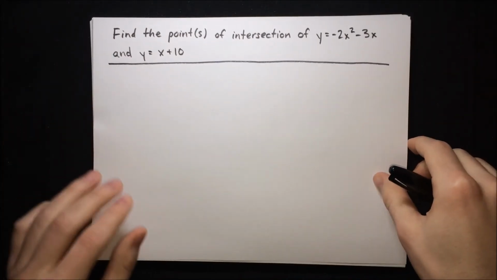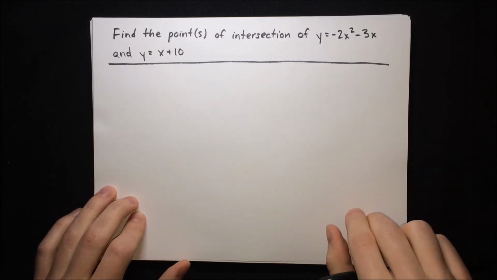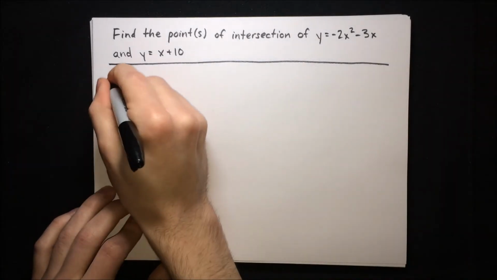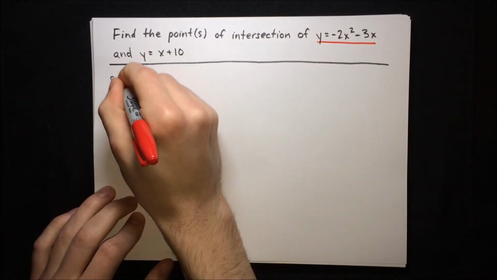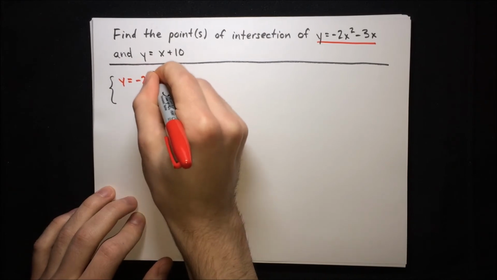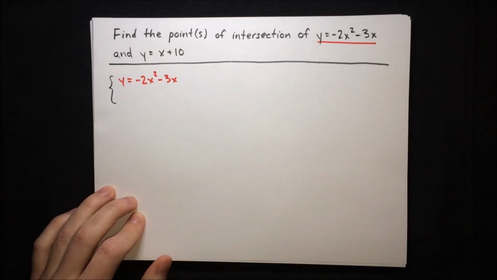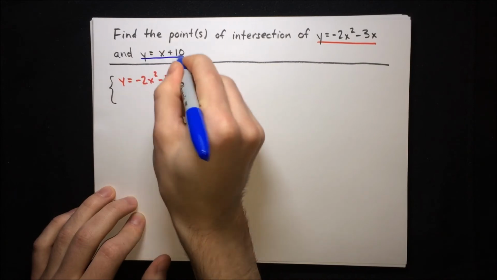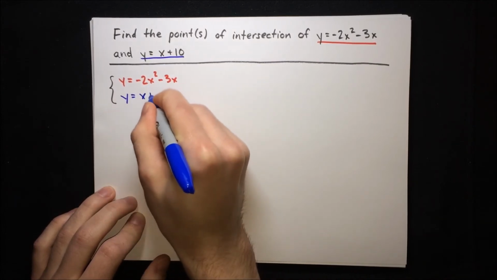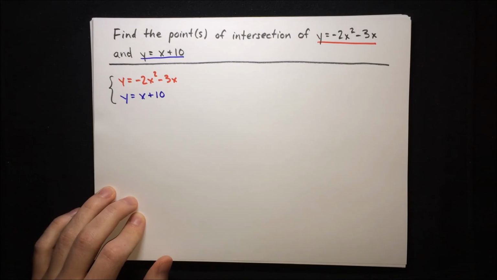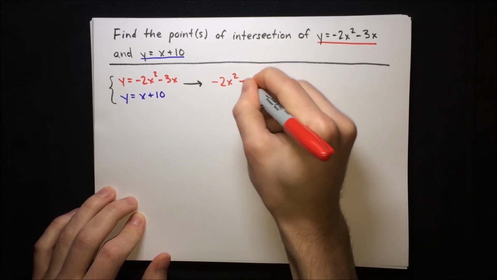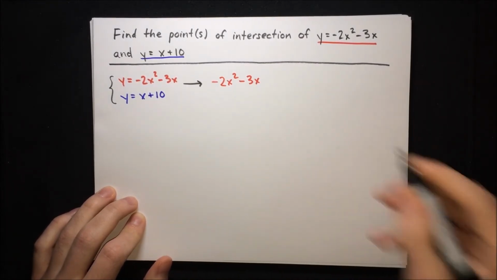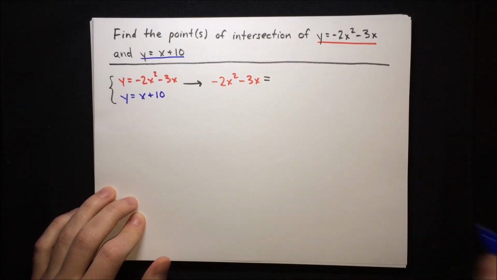Here's our final example, and we're going to deal with it just like we did with the previous ones. We're going to set up a system of the quadratic y equals negative 2x squared minus 3x, and the line y equals x plus 10. And then we can solve that system by setting the y's equal to each other. So we get negative 2x squared minus 3x is equal to x plus 10.